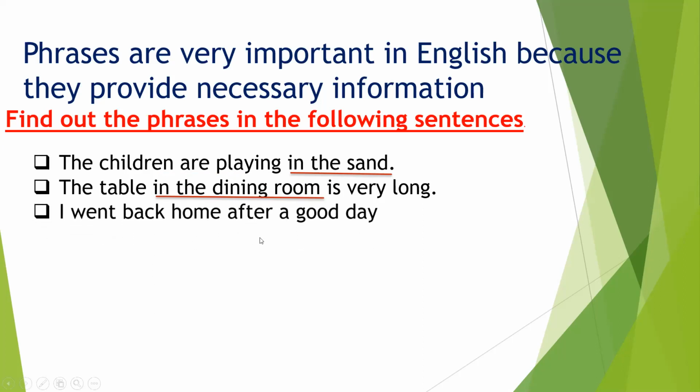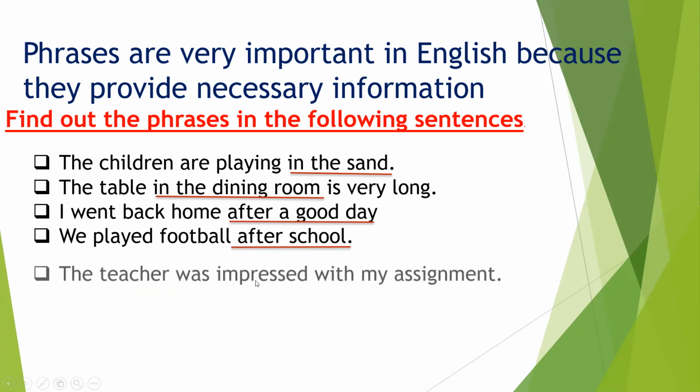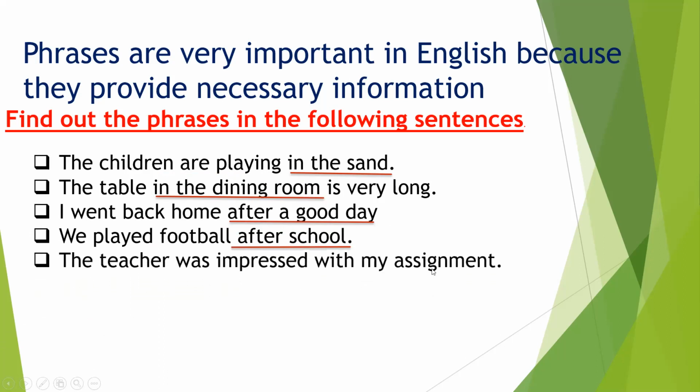I went back home after a good day. Where is the phrase that tells me when something happened? It's right here: after a good day. Perfect. We played football after school. After school. The teacher was impressed with my assignment. The teacher was impressed, I can stop here. It's a clause. The teacher is the subject, was impressed is the verb. With my assignment is a phrase.